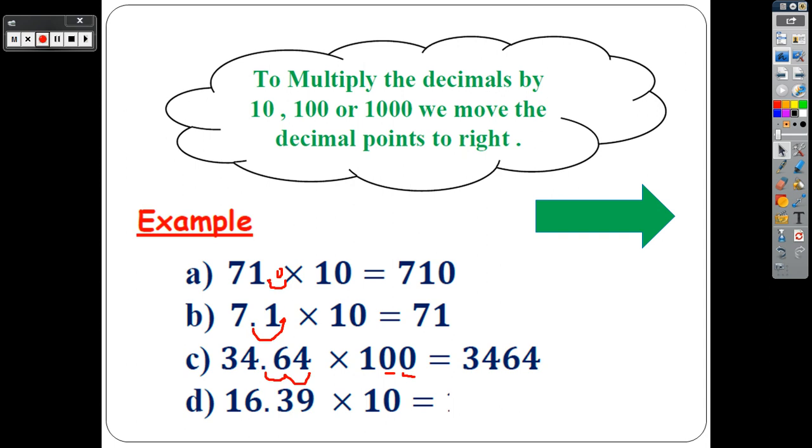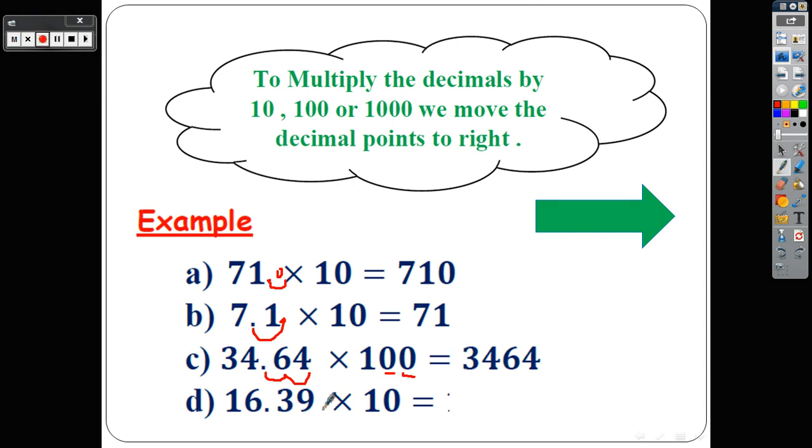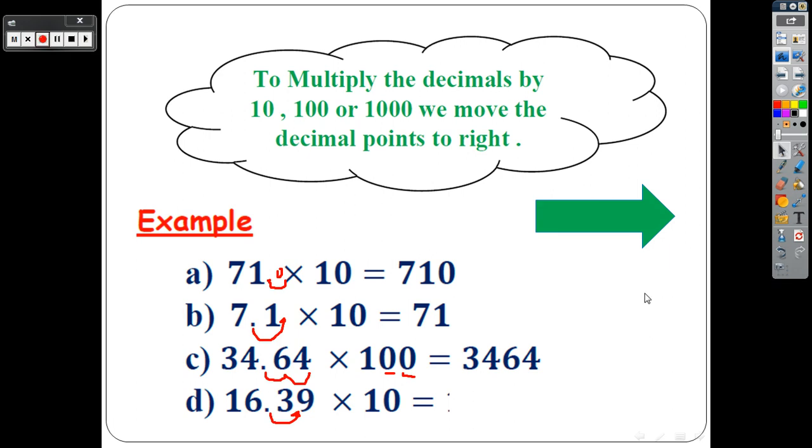Here in this example, multiply by 10, so the decimal point moves to the right. How many decimal places? Only one decimal place. So it will be 163.9, or 9 tenths. This is the first rule of multiplying by 10 or 100 or 1000.